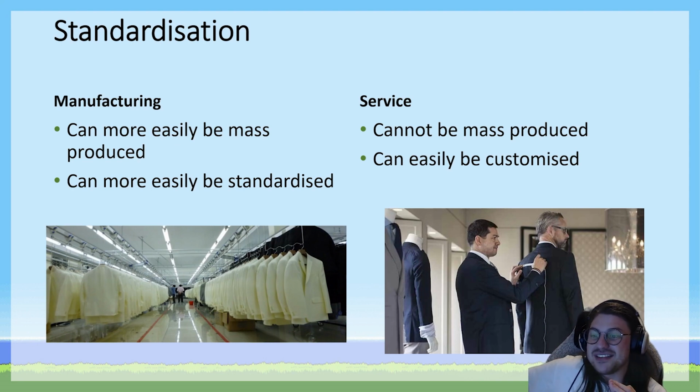Where manufacturing is more easily standardized and mass produced, a service-based business which can't mass produce and standardize their outputs very easily is much more easily customized, which is why you might be able to buy a suit off the rack, and it might be a little bit cheaper. But if you go to a tailor to get a fitted suit, generally speaking, it's going to fit you better because it's been customized for your particular body dimensions. And typically, you'll pay a little bit more for that service because it tends to be a higher quality service that has been customized just for you.